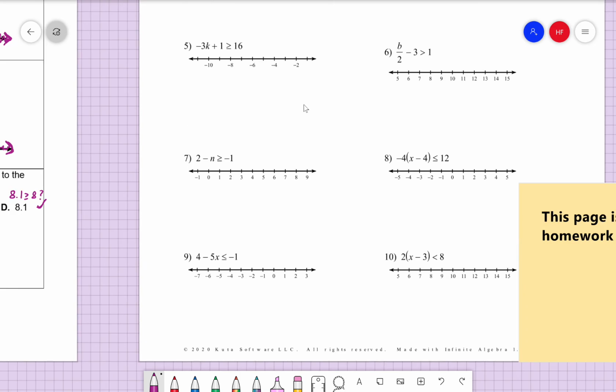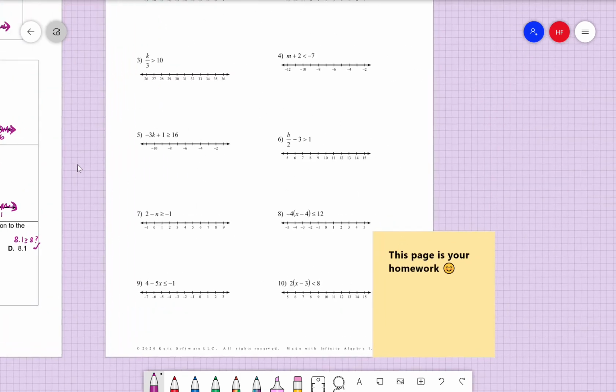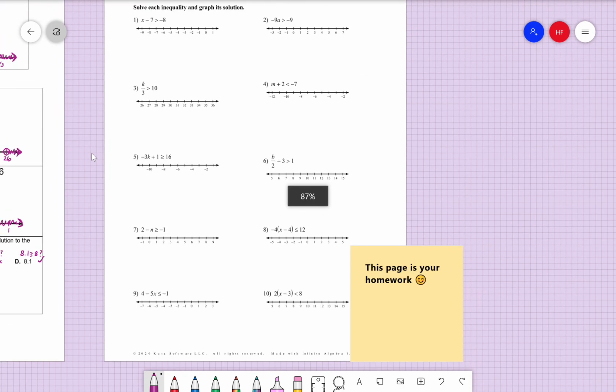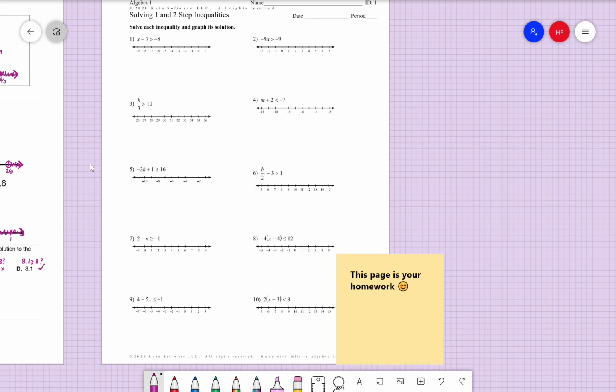So then for your homework, you're going to be doing this page here, the solving 1 and 2-step inequalities worksheet. So this is your Tuesday homework. So then go ahead and post that to Canvas when you're done with your completed notes as well.